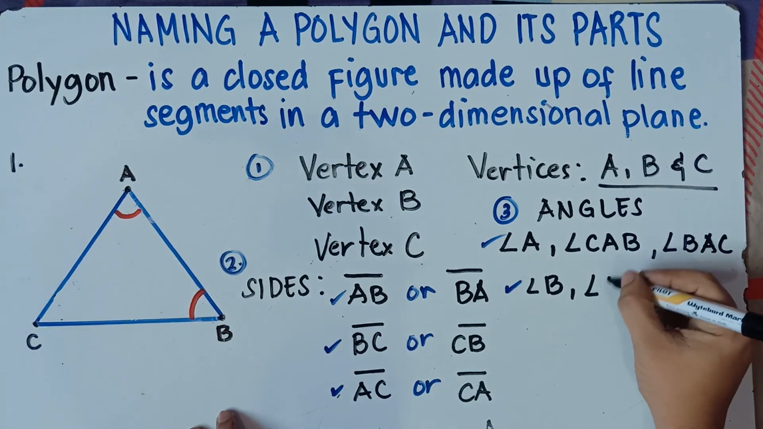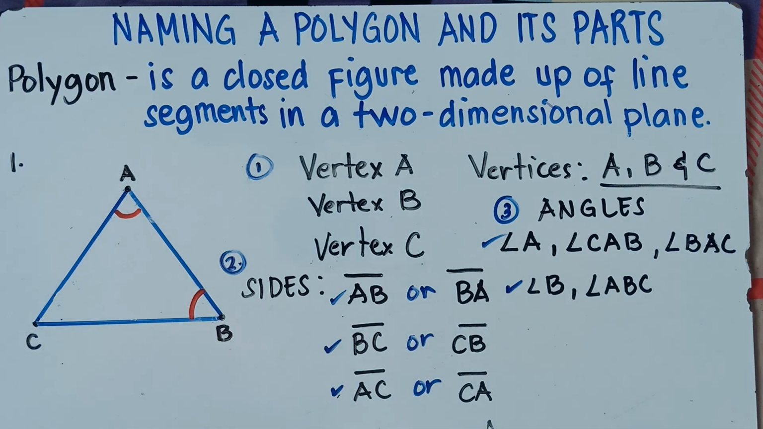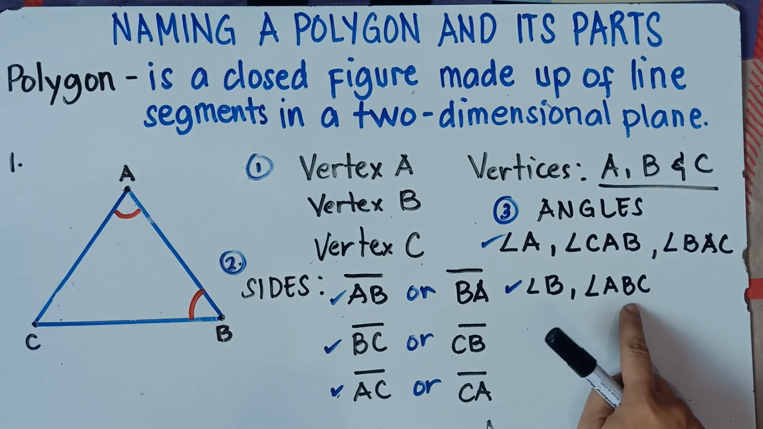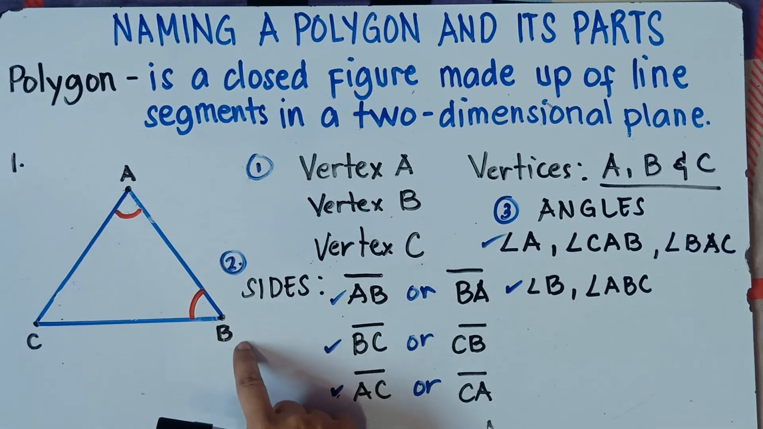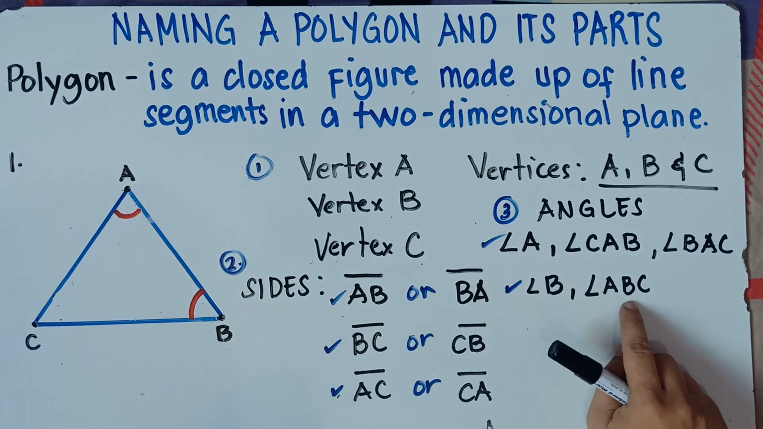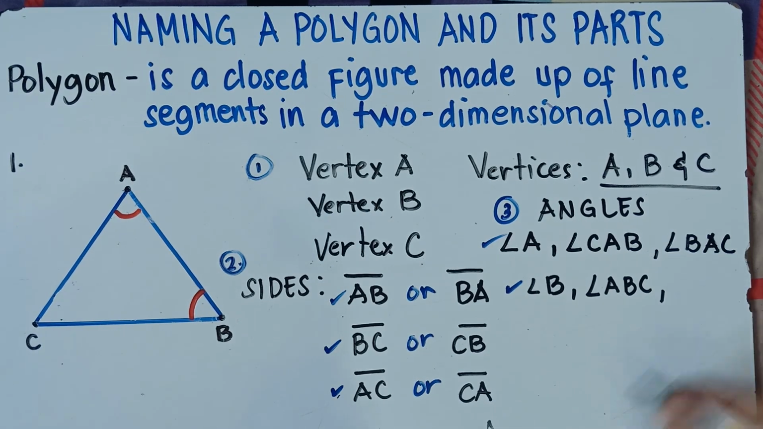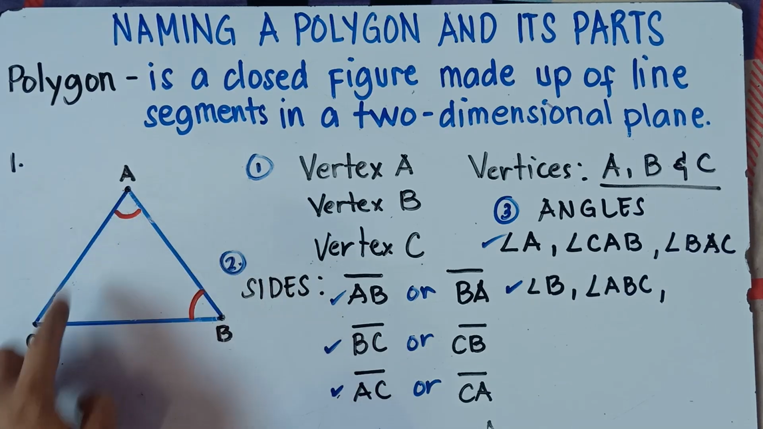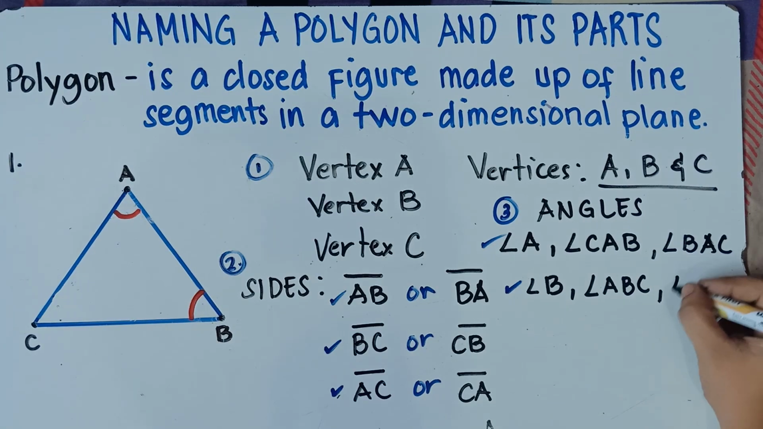Angle ABC. Just make sure, class, once again, that vertex B will be the center part of these three vertices. And you can also read this one as CBA. Once again, B should be the center part. Angle CBA.